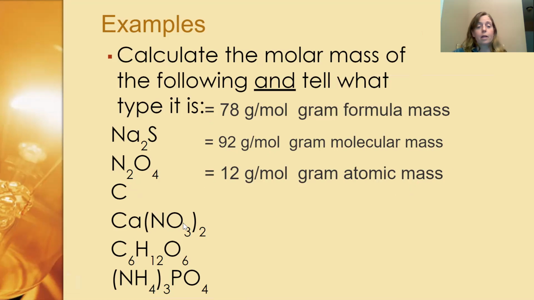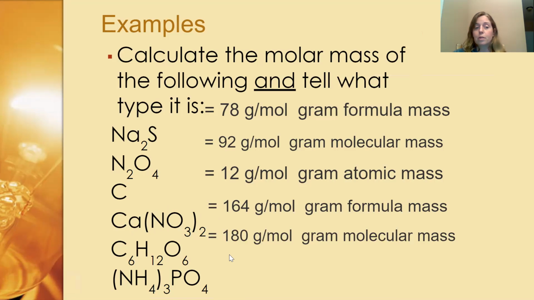Okay. Next, now, here's where it gets tricky. When you have parentheses, it's kind of like math. You have to distribute that 2 to both elements. So in our case here, we're going to have 1 calcium, 2 nitrogens, and 6 oxygens. So when we add these together, you're going to have the atomic mass of calcium plus 2 nitrogens plus 6 oxygens. And you would end up with a formula mass of 164 grams per mole.